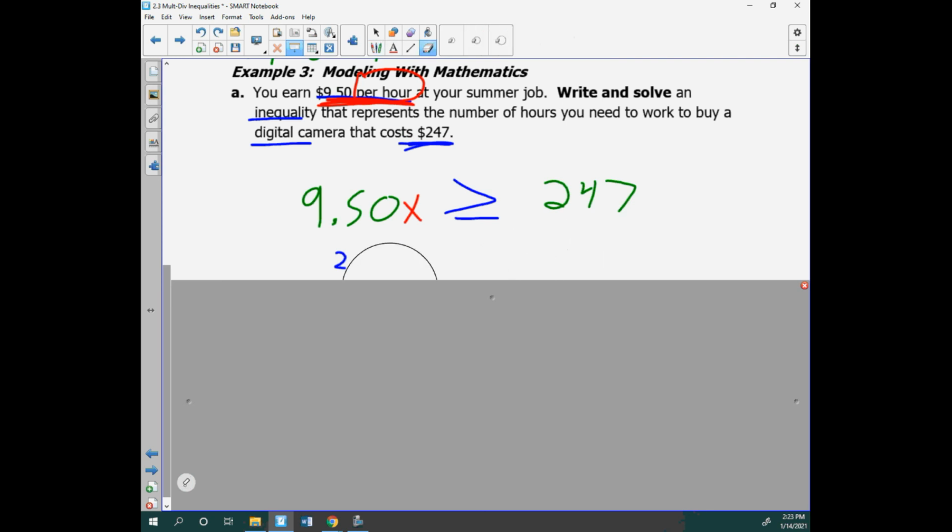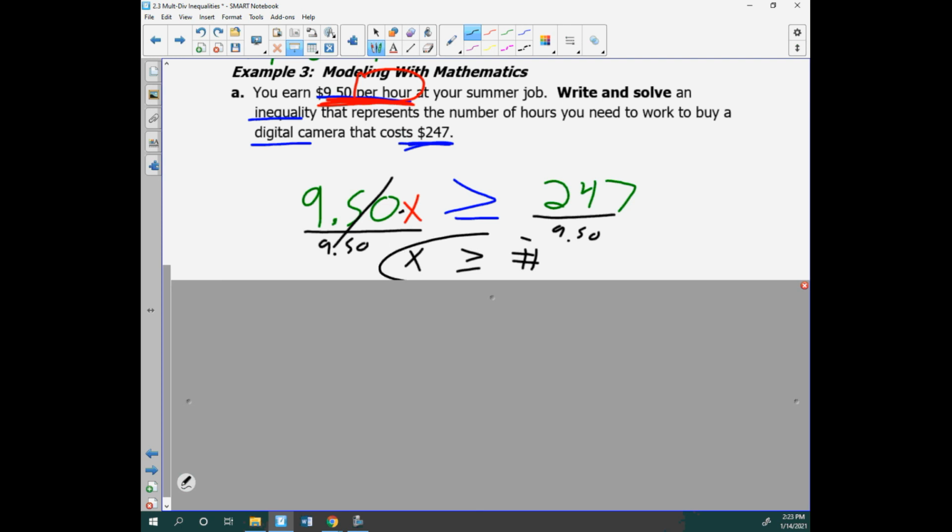Okay? So how to solve this one? Well, it's just like we just did. This is a times. So $9.50 times X. I'm going to just divide by 9.50 on both sides. Wipes it out, and I'm going to get X. Do I flip the sign? Nope. And then you get some number there. I don't know what it is, but we'll call that good.